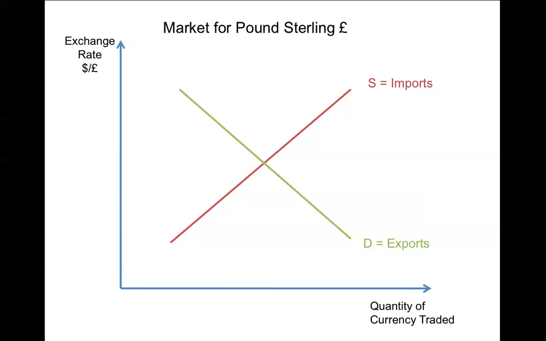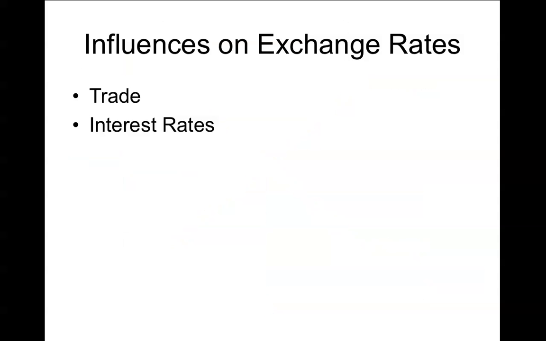Supply is how many pounds are supplied on the market, and that's roughly equal to imports, because if we're importing things and we pay for them in pounds, we put pounds onto the foreign exchange markets to be able to buy the other currencies that we want to use to buy those imported goods. And what happens is we find an equilibrium where we have an exchange rate on the y-axis and a quantity traded on the x-axis. The quantity traded isn't as important as the exchange rate.